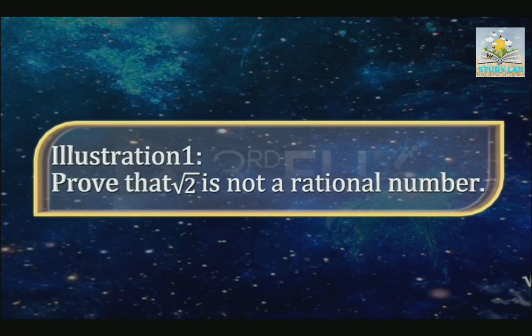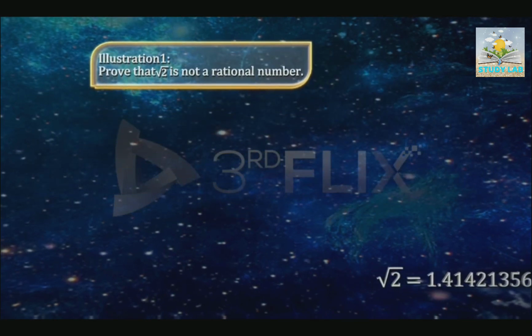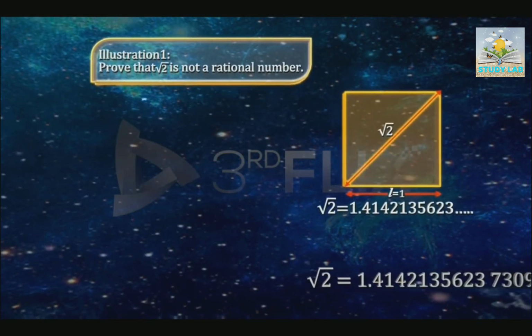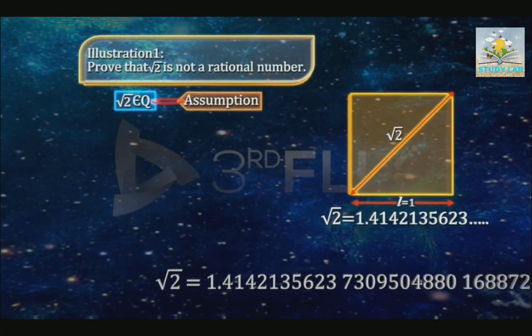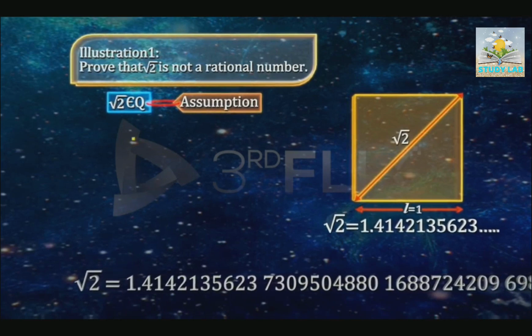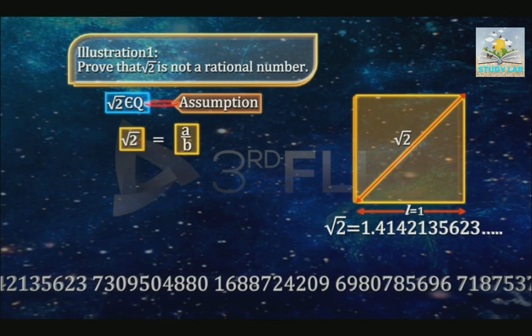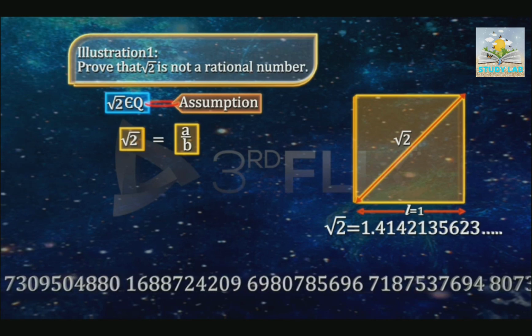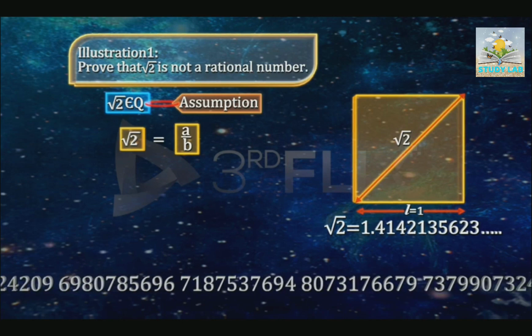Illustration 1. Prove that square root of 2 is not a rational number. We prove this by method of contradiction. Suppose square root of 2 is a rational number. Then we write square root of 2 is equal to a by b, where a, b are integers and b not equal to 0, having no common factor other than 1.